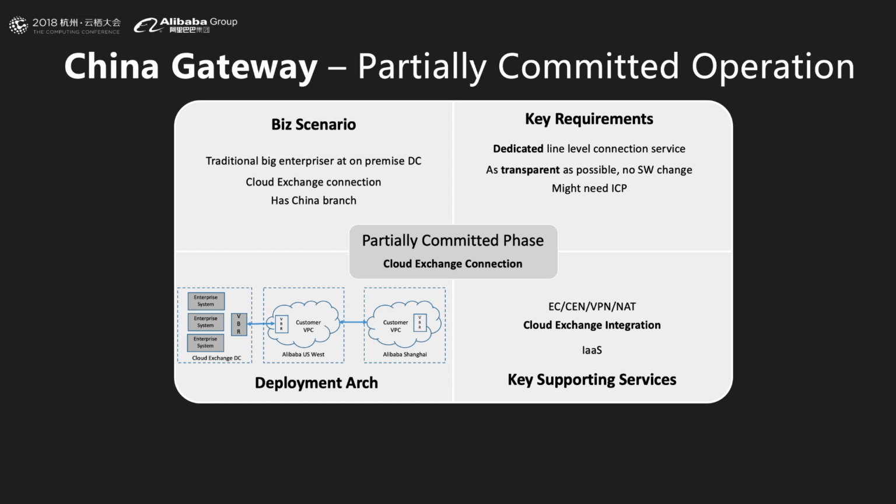And the last business scenario for the companies in the partially committed phase is the traditional big enterprises who have an on-premise data center, a cloud exchange connection, and China branches. So the key requirements for them are leased line level connection, as transparent as possible with no software changes, and they might need the ICP as well. So the related China gateway solution is mainly on the cloud exchange integration.